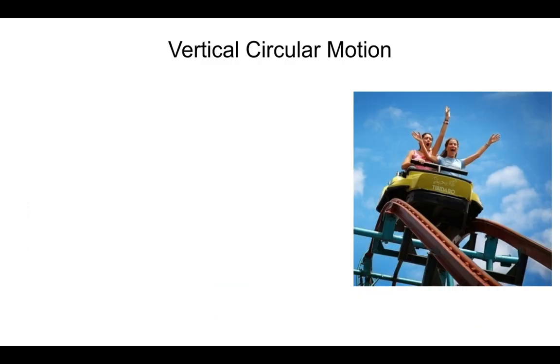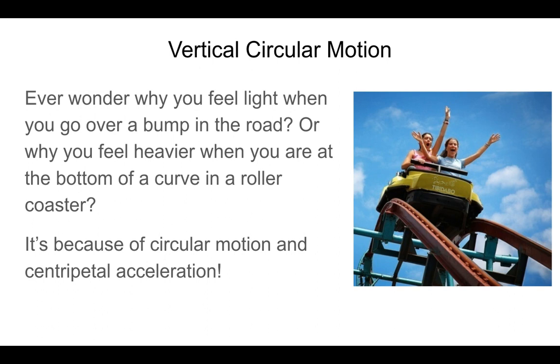Okay, so the last two examples that we've been doing are examples of horizontal circular motion. Here, we also have the case where a circle is in the vertical direction, something like a roller coaster or a Ferris wheel. This type of motion is very exciting because this is why you feel light when you go over a bump in the road really fast, or why you feel heavy at the bottom of that curve on Goliath at Six Flags, when you almost black out. It changes the way you feel because of that centripetal motion and centripetal acceleration. So we're going to talk about that today.